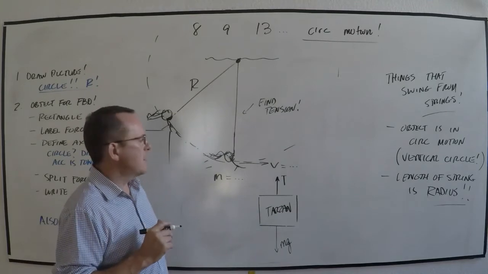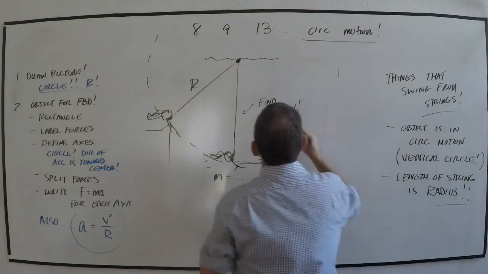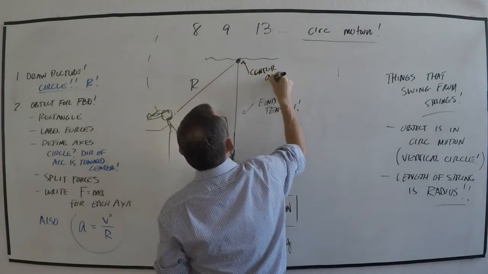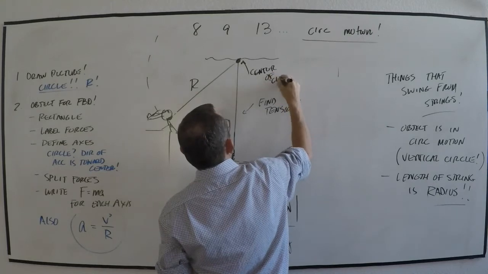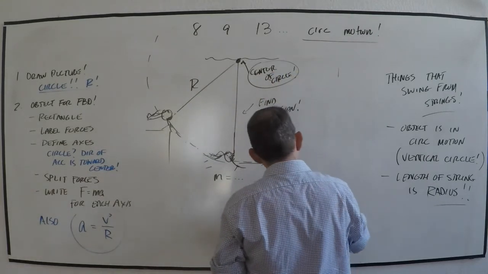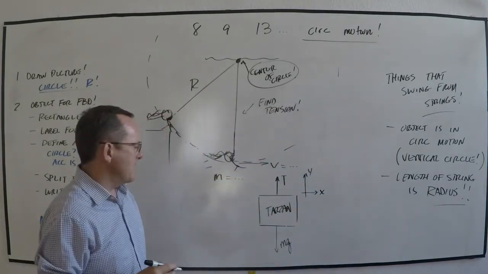What does the direction of our axis have to be? Towards the center of the circle. The center of the circle is right here. This is the center of the circle. So one of our axes has to point upward. The other one, I can point to the right.